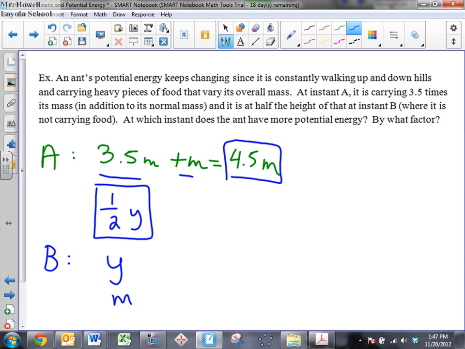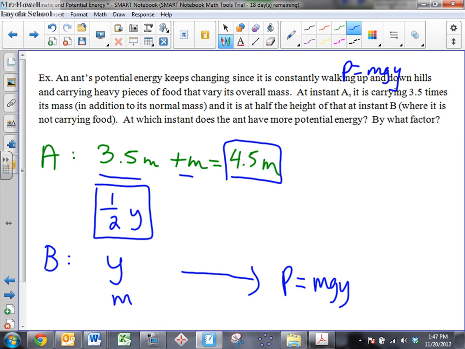Now, the problem says, at which instant does the ant have more potential energy, and by what factor? Okay? So let's go ahead and look at our formula. Our formula tells us we're always going to use P equals mgy. Now, for part B down here at the bottom, m and y are just variables. So the potential energy is simply mgy.